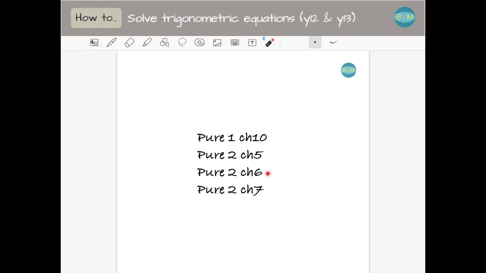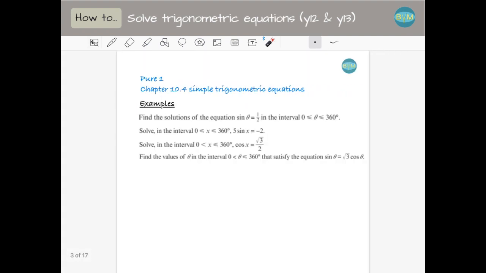Then you see more equations when you learn about the new trigonometric ratios, so sec, cosec, and cot. And then you learn about the angle addition formulae and the double angle formulae, and you use them to solve equations. So I'm going to do a few examples of each, so you know the different options that you have.